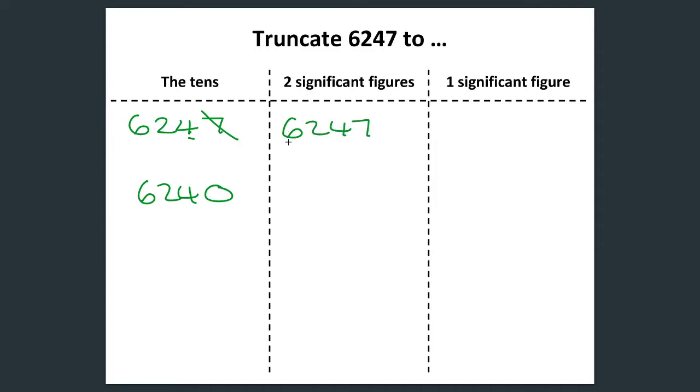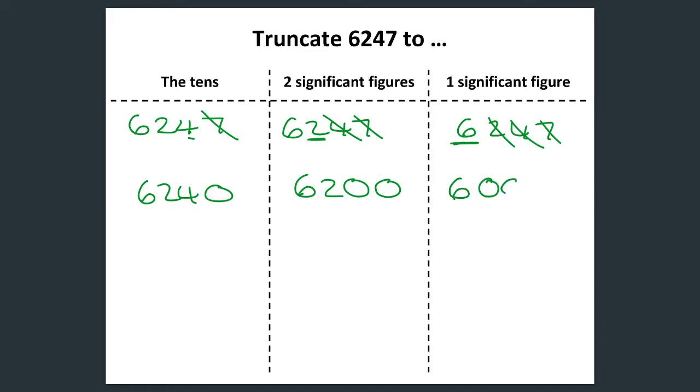6,247. So first significant figure, second significant figure. So we're going to keep that, and then everything afterwards is going bye-bye. So 62, and then because 62 is nothing like 6,247, we need our 2 zeros as placeholders. And then one significant figure. So that's our one significant figure, and then everything after that we want rid of. So 6 and then 3 placeholder zeros to keep the value.